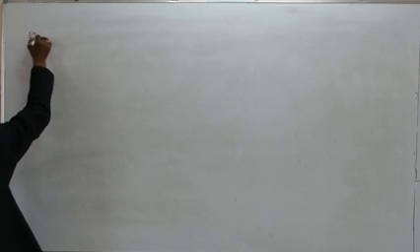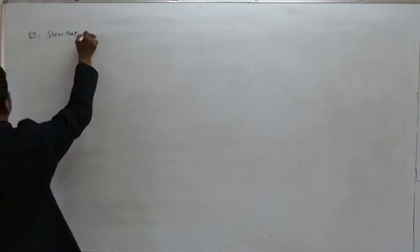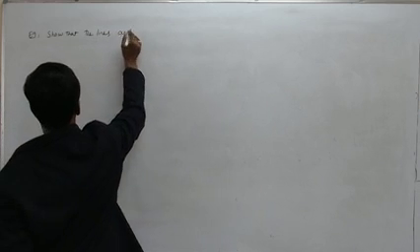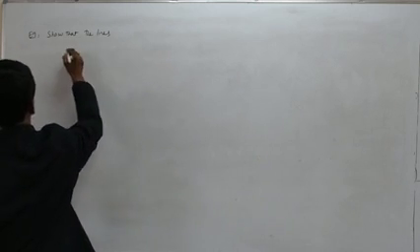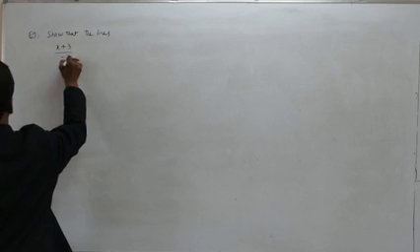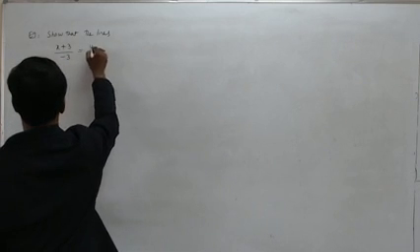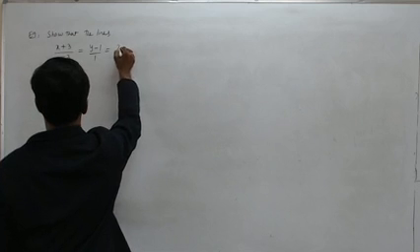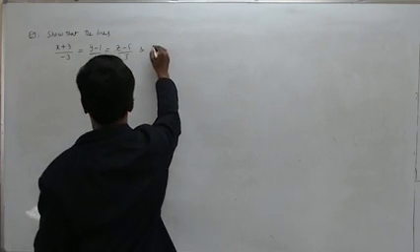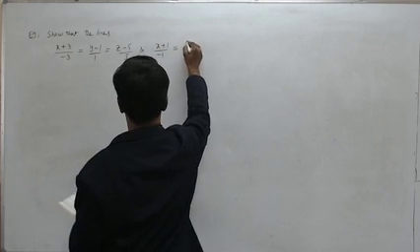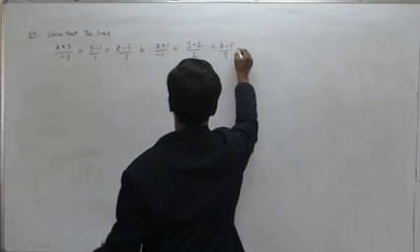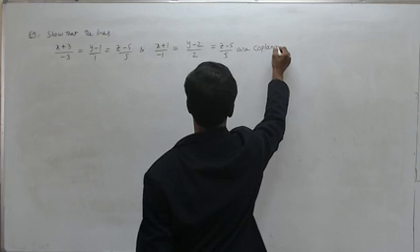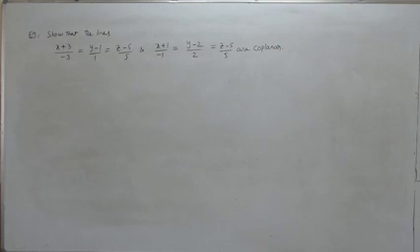Okay, so example: show that the lines (x plus 3)/(minus 3) equals (y minus 1)/1 equals (z minus 5)/5, and (x plus 1)/(minus 1) equals (y minus 2)/2 equals (z minus 5)/5 are coplanar. So we have to show that these two lines are coplanar.